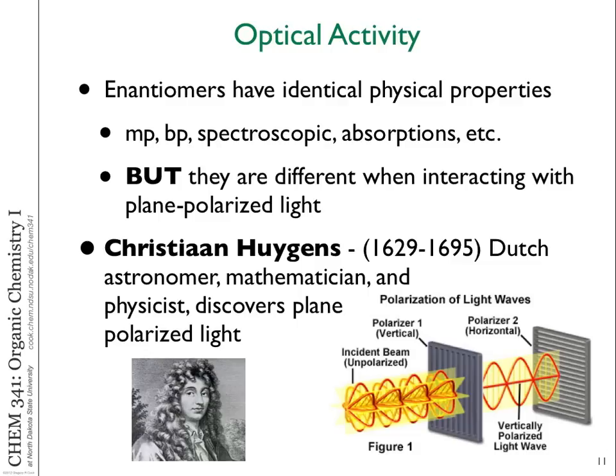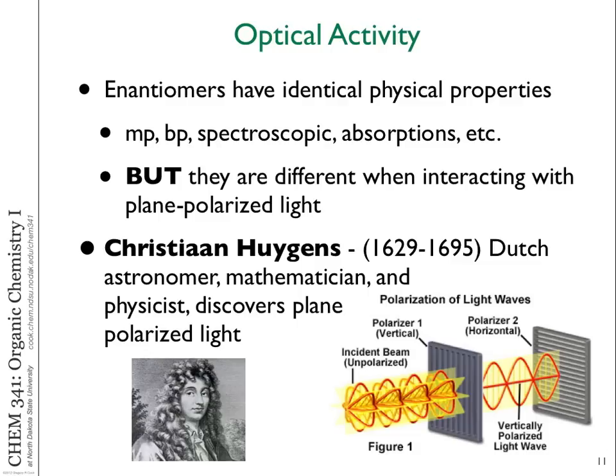There's one thing that shows a difference when interacting with chiral molecules of one mirror image or the other, and that is how they interact with light beams which have been plane polarized. So plane polarized light, this was something which was discovered in the 17th century by a Dutch scientist.